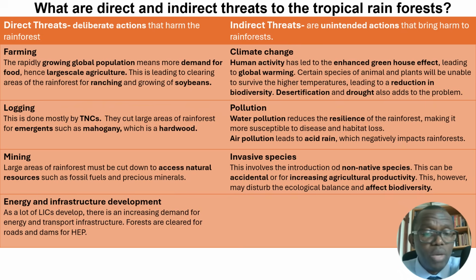Then the last thing here we'll talk about in terms of indirect threats are the invasive species. Now, this involves the introduction of non-native species, so species that have not always been in this particular area. And this sometimes can either be accidental or for increasing agricultural productivity. And when this happens, it will disturb the ecological balance in that particular ecosystem, which in this case is a tropical rainforest, and will obviously harm and affect the biodiversity. So we have direct and indirect threats here, and we need to know this for the examination.